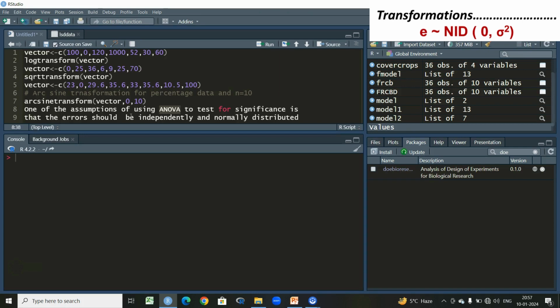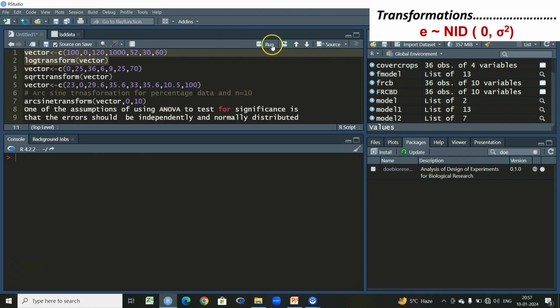As far as data transformation is concerned, we have three different transformations. One is log, then square root, and the third one is angular or arcsine transformation. The log transformation is usually used when we have a huge range in our data set. For example, if we take a vector here, its range is from 0 to 1000, so there is a huge range. Whenever there is a huge range present in your data, you can go for log transformation. Let us run this.